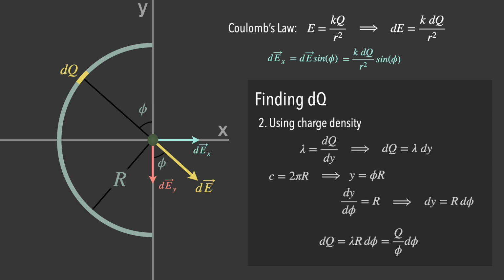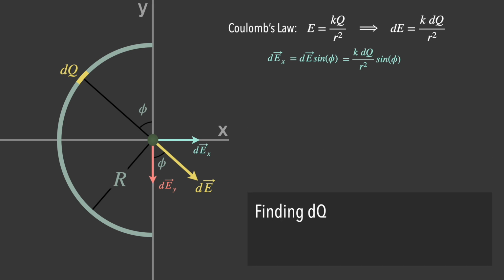Now we can combine dq equals lambda dy and dy equals r d phi to say that dq equals lambda r d phi, or q over phi d phi. As you can see, the last definition that we got is the same as the one we got using our first method of proportionality. But while that method was easier to do, it introduces a factor of 1 over phi, which would be harder to integrate since we already have a sine phi. So we're going to use the first definition, lambda r d phi, for now.